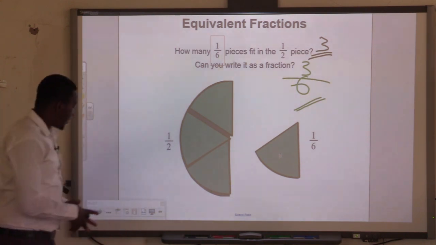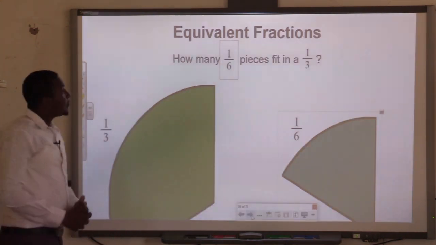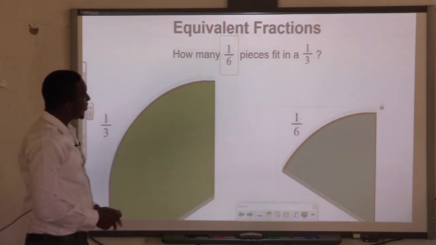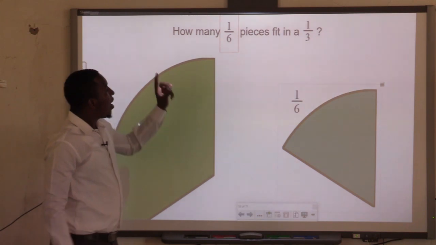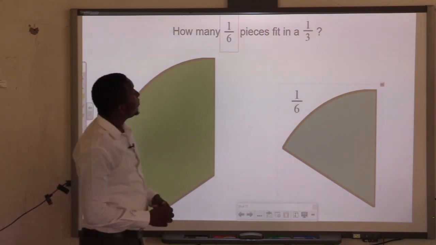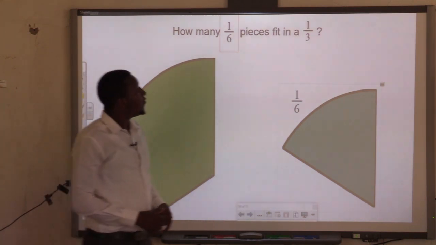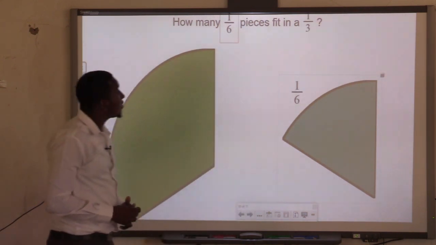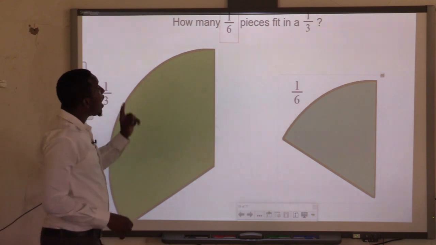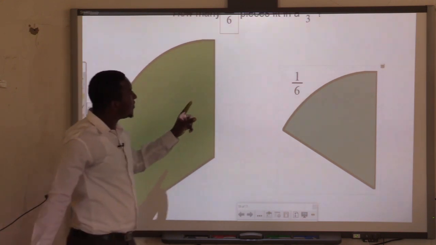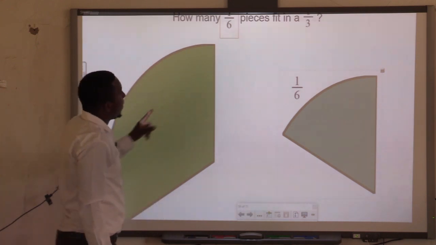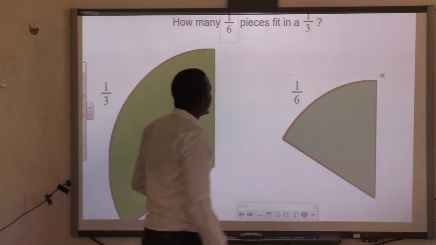So we move to the next. Okay, we look at this other example. We are asked, how many 1/6 pieces fit in a 1/3 piece. I would like to take that again. How many 1/6 pieces fit in 1/3?